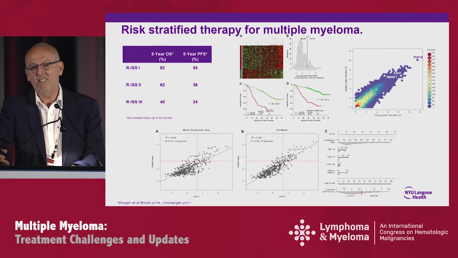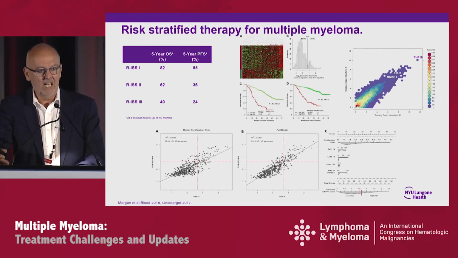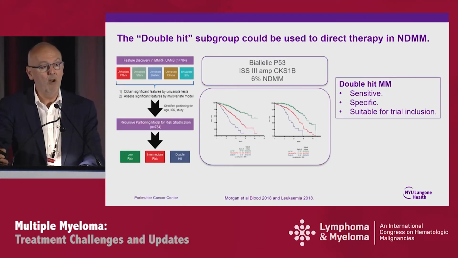Risk stratification is something clearly we should aim towards. The revised ISS has been the backbone of what we use. You can use gene expression profiling. This helps, but has not been broadly taken up. You can use recurrent molecular events to define risk groups, which may be better taken up as we go forward.